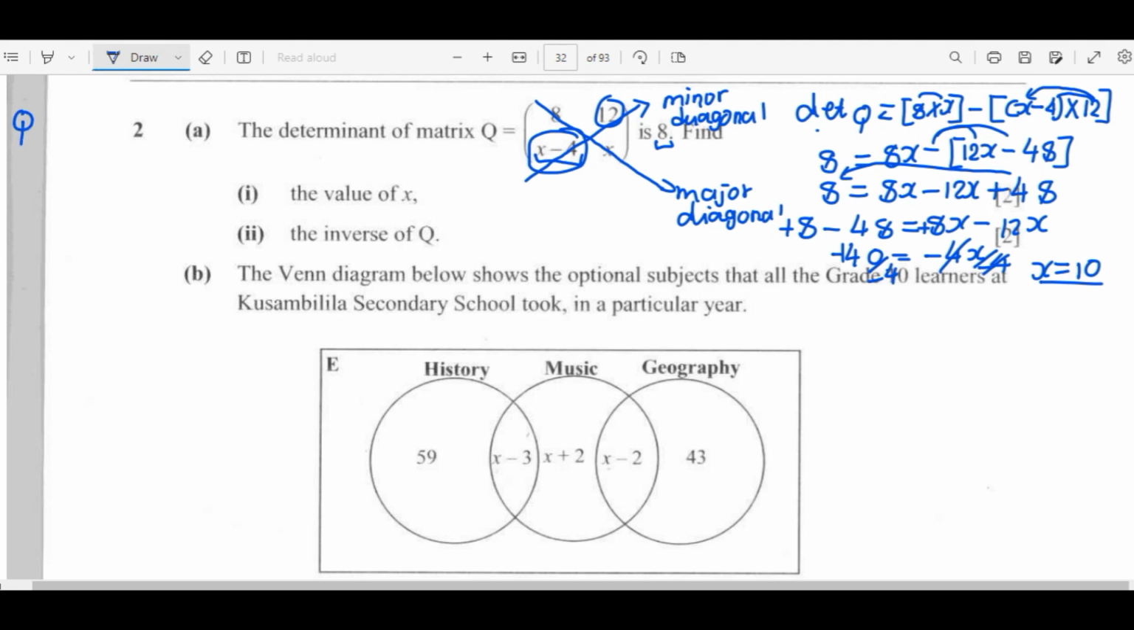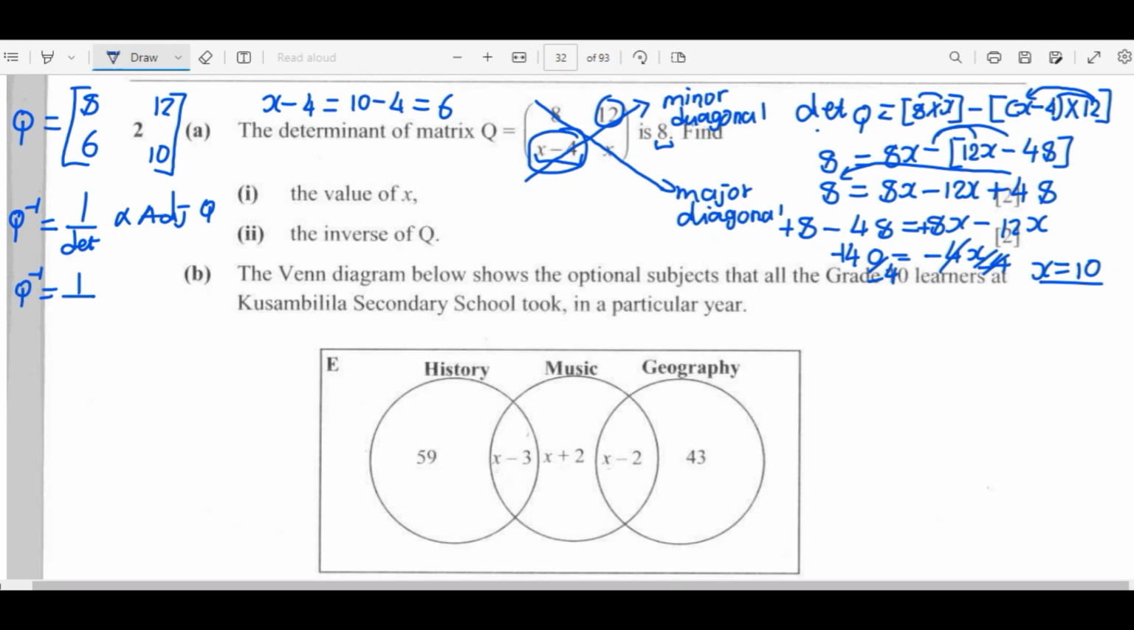Now let's replace x with the value that we have calculated. Here we have 8, 12, 10. Now for this one it is x minus 4. X is 10, minus 4 is giving us positive 6. So this is now our actual matrix Q. Right, now after we are done, we can go to Roman number 2. Here we are finding the inverse of matrix Q. So the formula is the inverse of matrix Q is equal to 1 divided by the determinant multiplied by the adjoint of matrix Q.